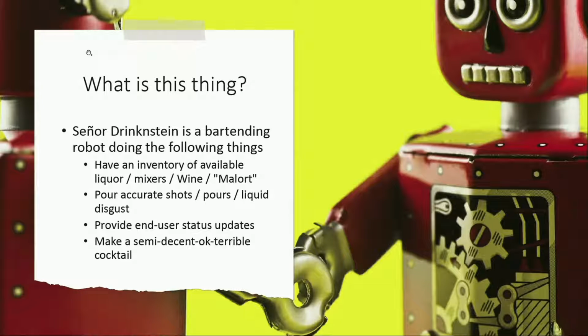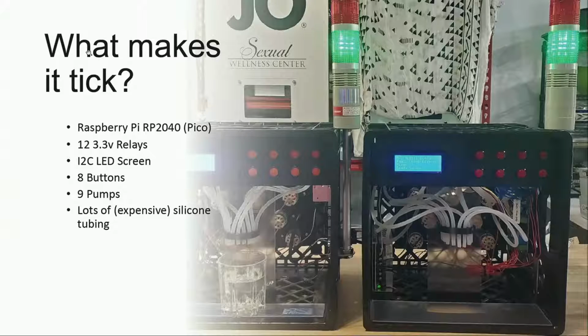What is it? It's a bartending robot. We wanted to have an inventory of various different types of drinks that we could pour accurate shots of. Liquid Disgust, if you like Malort for some reason. We want to be able to provide the user with feedback while their drink's being poured and make a semi-decent drink, and actually we're to the point where it makes a pretty mean sidecar, honestly. So what makes it tick?